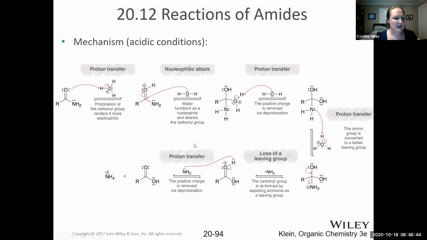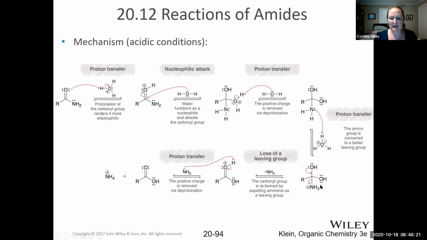Let's look at the mechanism under acidic conditions of amide hydrolysis. If we're treating with acid, it makes sense to protonate the carbonyl. This will give us a more electrophilic carbonyl carbon, which is very useful in this case because, again, amides are so stable. So we definitely need to protonate it to make it more reactive. At this point, water can act as a nucleophile to do a nucleophilic attack, and a series of proton transfers will transfer this proton from the oxygen to the nitrogen.